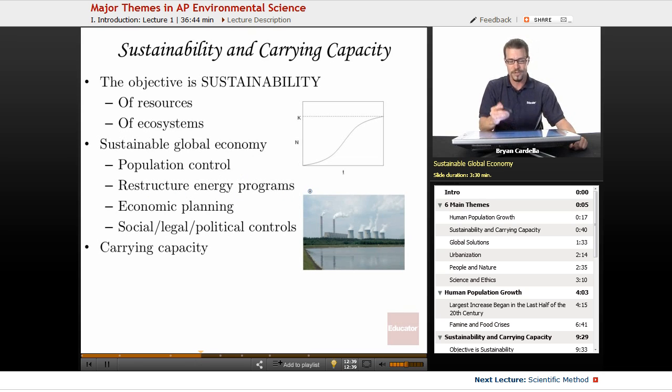Restructure energy programs. So what's not sustainable is having dependence on fossil fuels. If we keep depending on fossil fuels, in the near future, that's going to pose a problem. Not just because of how we're affecting the environment, but that's not a renewable resource. Economic planning, giving incentives to companies, whether it's tax breaks or some other incentive to use solar, wind power, water power, those things that are renewable.